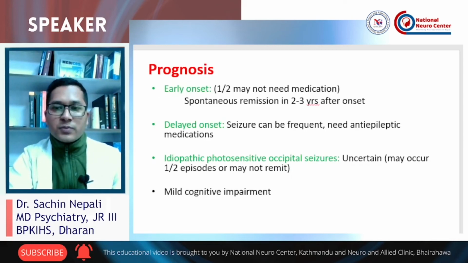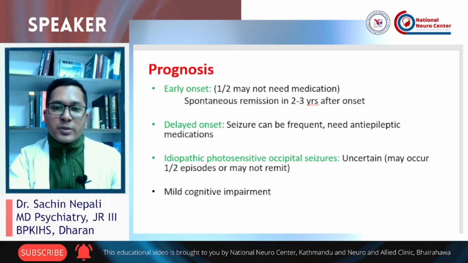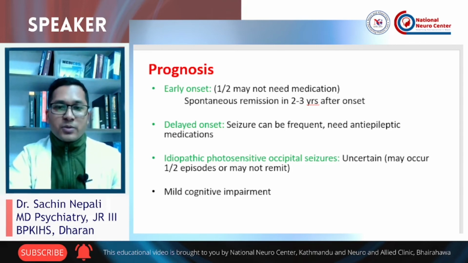Now, what is the prognosis of occipital lobe seizure? If it is early onset benign childhood occipital lobe seizure, half or 50% may not need medication, and there is spontaneous remission in 2 to 3 years after the onset. In cases of delayed onset benign childhood epilepsy, seizures can be frequent and need anti-epileptic medications. Similarly, in idiopathic photosensitive occipital seizure, the prognosis is uncertain; there may be 1 or 2 episodes, or it may not remit, and there could be mild cognitive impairment too.